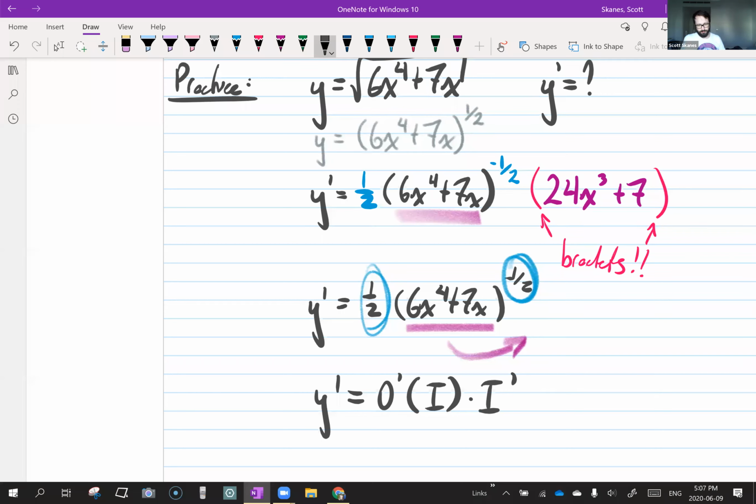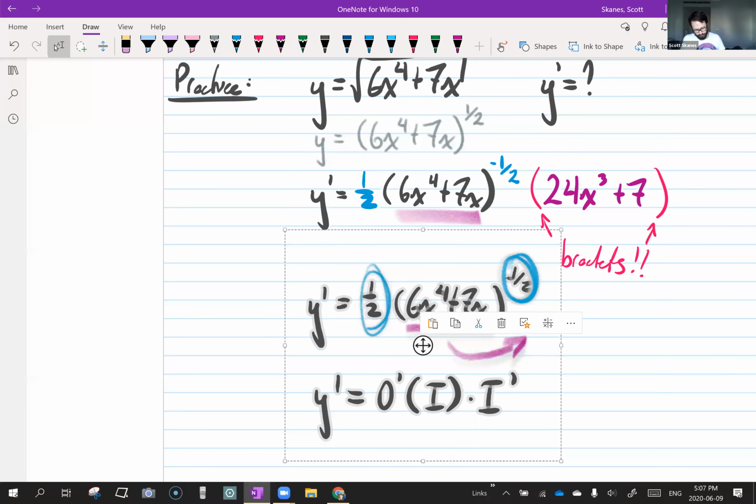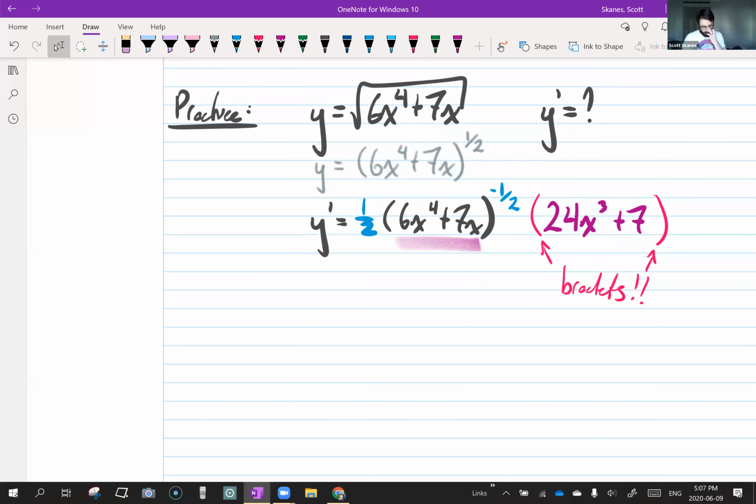It is the final answer. This is the final answer. And delete this. No need to simplify. Unless I ask you to simplify it, you don't simplify it, okay? So this would be your final answer. You would end it there.